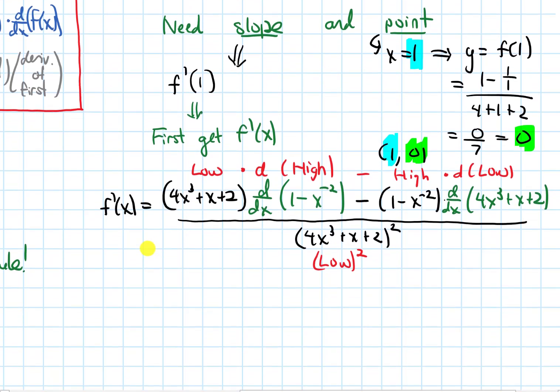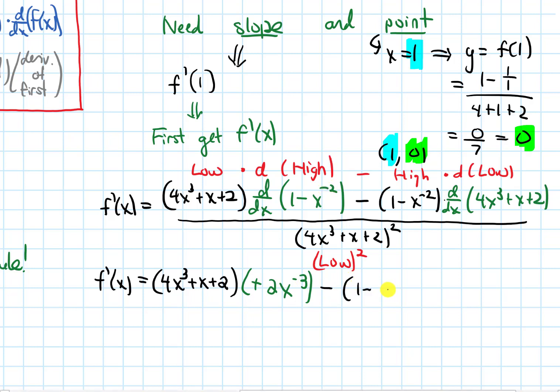All right, let's evaluate these derivatives. We have f prime of x equals 4x to the third plus x plus 2. And then the derivative of 1 is 0 because it's constant. And for the next term, I use power rule. The negative 2 comes down to give me a plus 2, and then I get x to the negative 3 when I subtract 1 from the power. All right, and then minus 1 minus x to the negative 2.